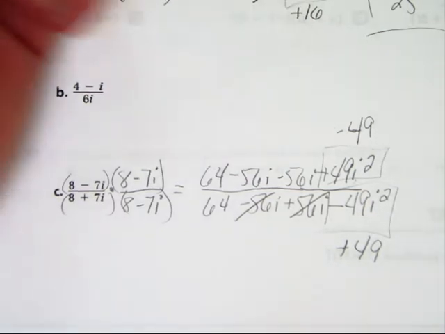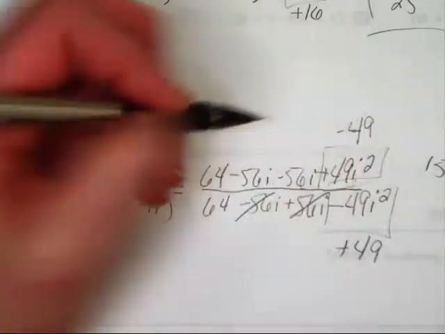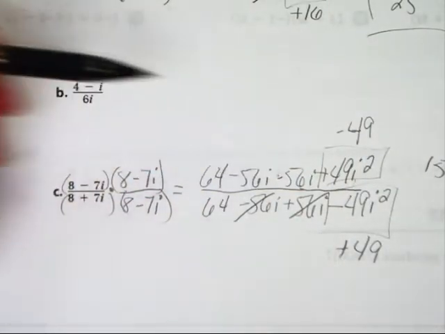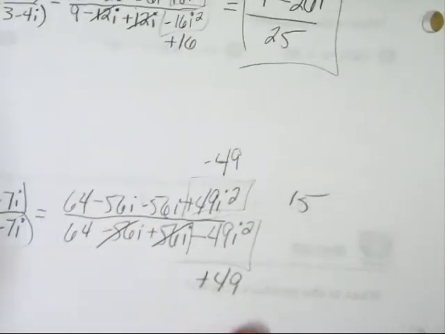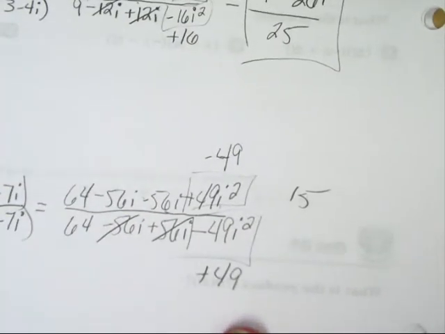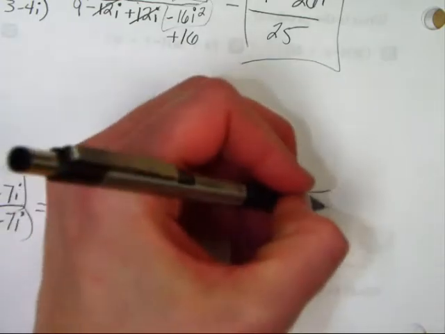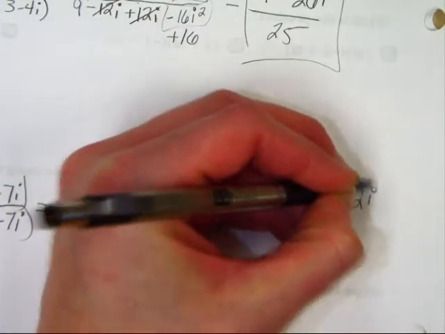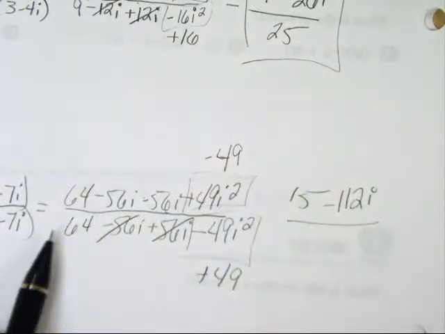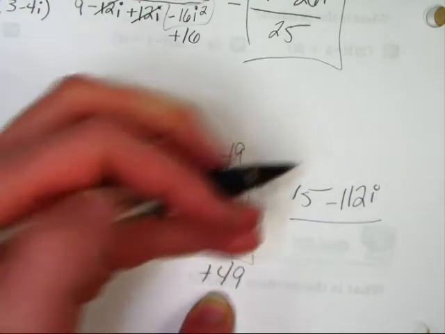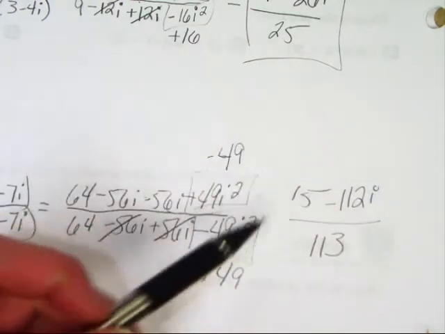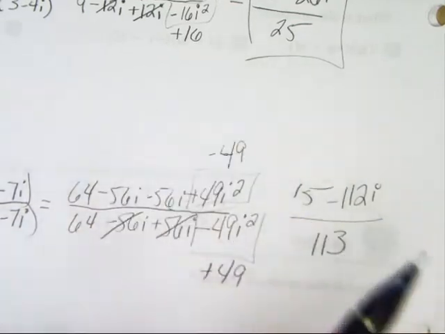15. That is correct. And now we need to put the i's together. What's a negative 56 and a negative 56 make? Negative 112. Good, and that has an i on it. Now we'll look at the denominator. We have a 64 and a 49 that need to be added up. 113. All right. Now, Ben, does anything cancel out of the 15, the 112, and the 113?